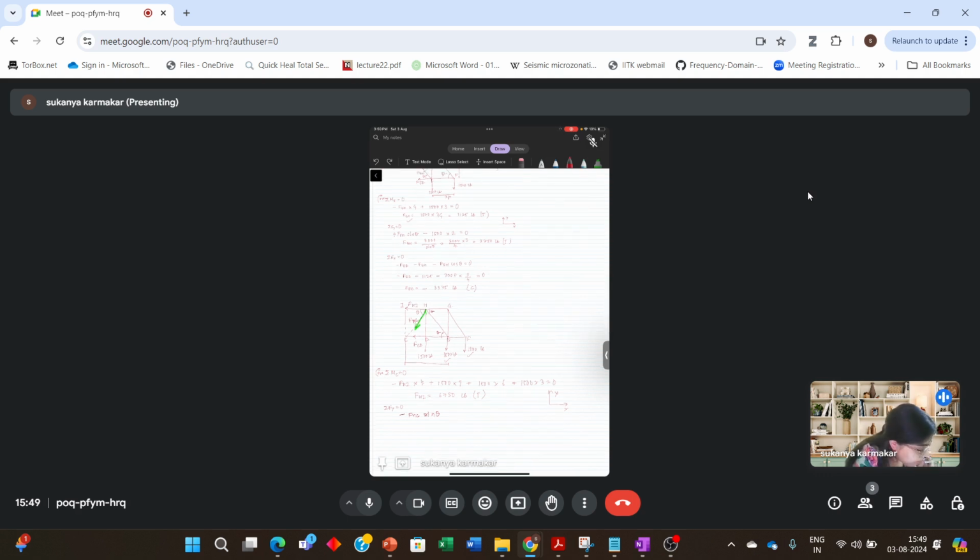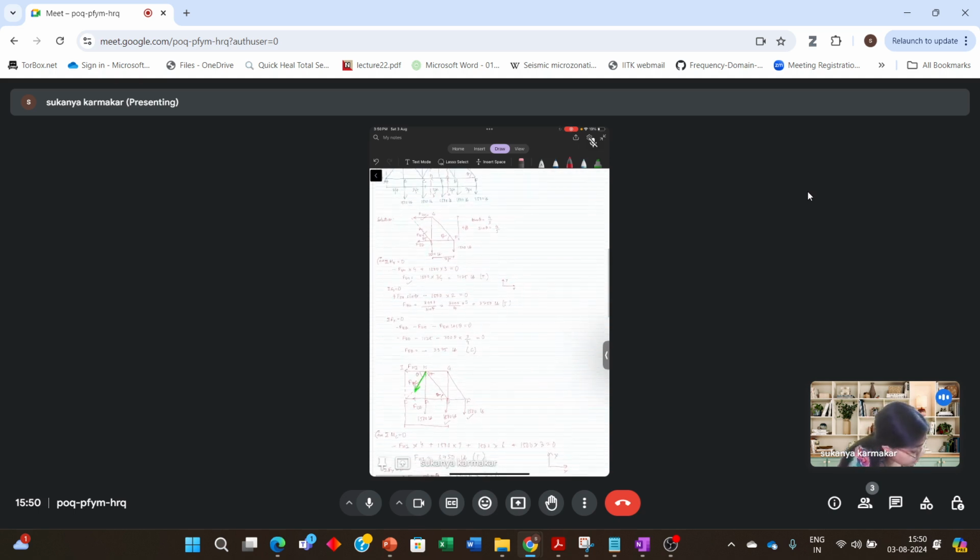And any other force appearing, any other force is these forces. So minus 1500 into 3 is equal to 0. So FHC is 1500 into 3 with the minus sign by sine theta. And how much is sine theta here? Sine theta is 4 by 5. So minus 1500 into 3 into 5 by 4.